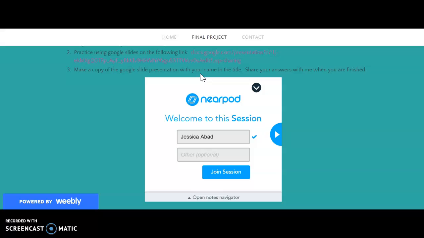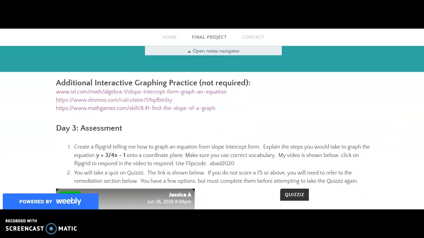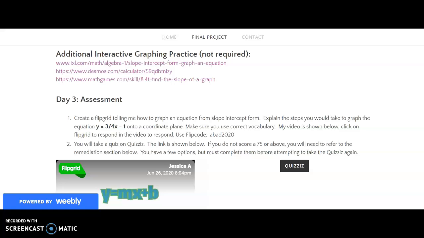They're going to make a copy of their Google slide presentation when they're done with their name and the title, and then they'll submit it to me. I've included some additional interactive graphing practice. It's not required for them to do, but it is there so that if they don't feel comfortable with the amount of graphing that they've had, they can always go back and do some graphing here. I've used IXL, Desmos, and some math games, and they're all about graphing from slope-intercept form.